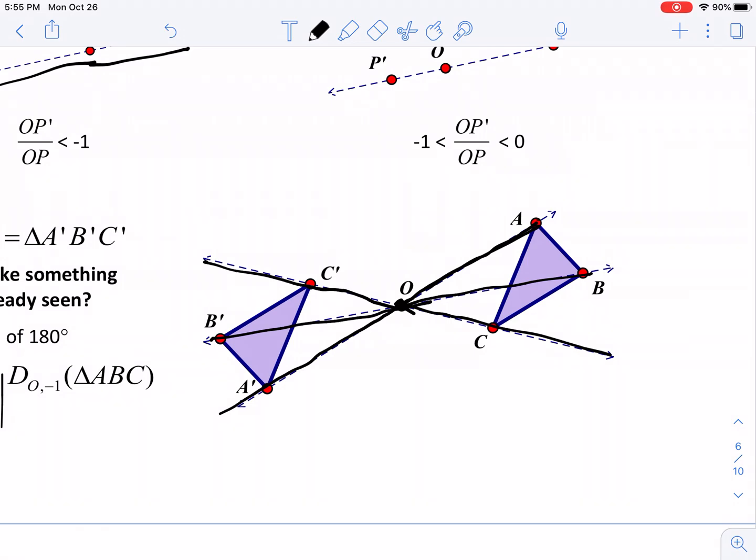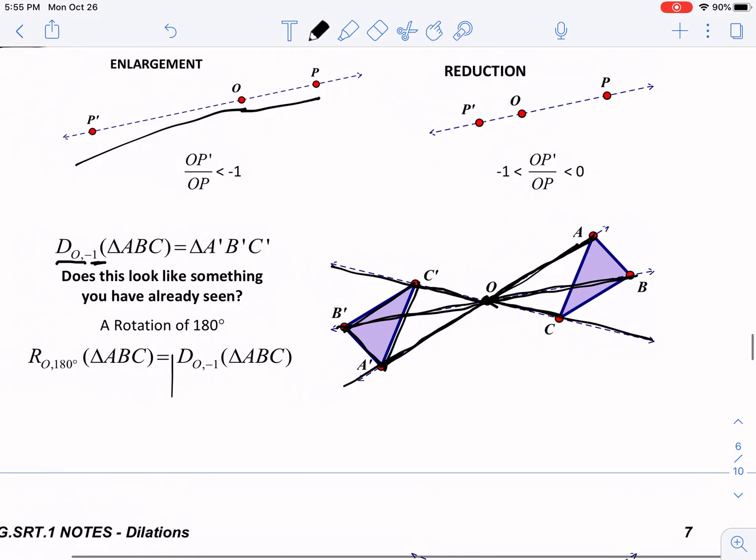So O to A, this distance is going to be the same as the distance O to A prime, because we're not doubling anything or reducing anything. Same thing here, O to C prime, O to B, and O to B prime, okay? Then they just recreate the figure in the opposite direction, okay? Now, what do you notice about that? It's a rotation of 180 degrees, okay?